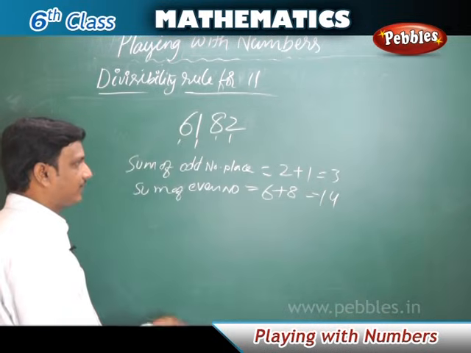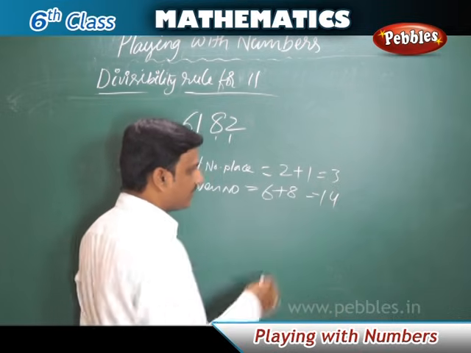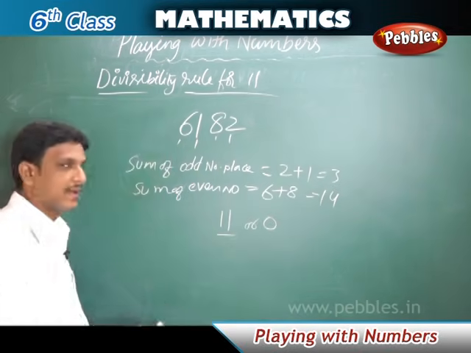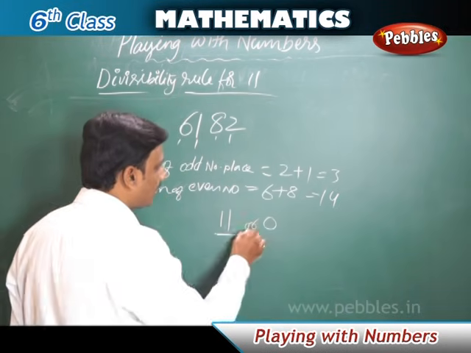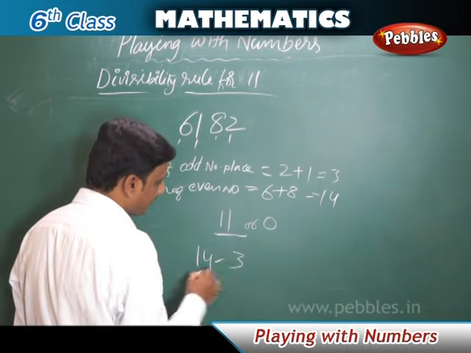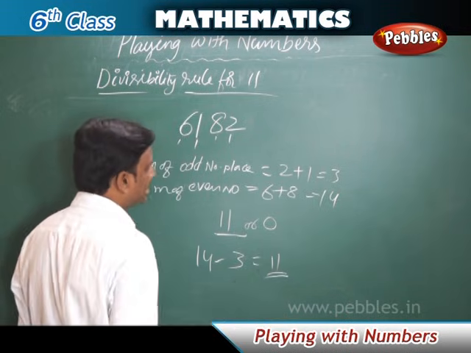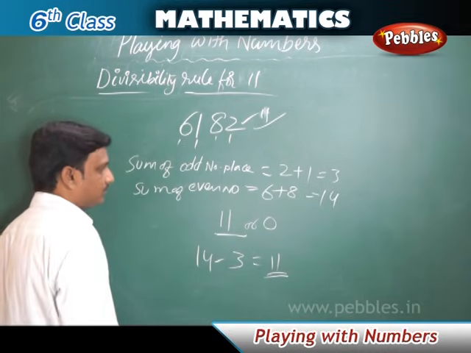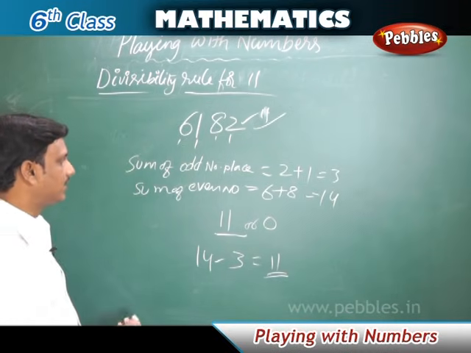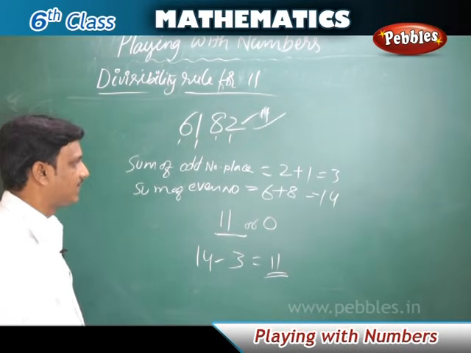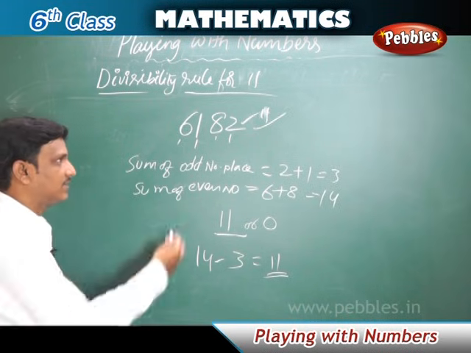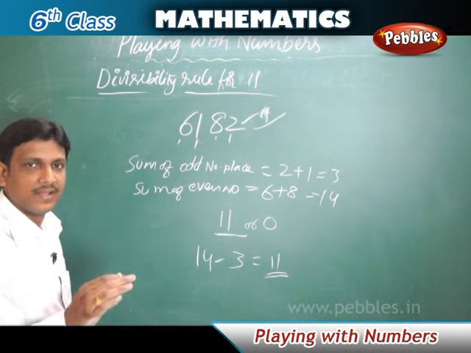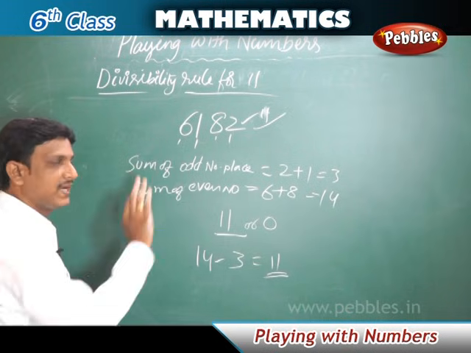If you find the difference between the odd and even place sums, you should get either 11 or 0. Then the number is divisible by 11. So here what do we get? 14 minus 3, so we are getting 11. So this number is divisible by 11. So what is the divisibility rule here? The difference between the sum of odd place numbers and even place numbers of the given number should be either 0 or 11. Then the number will be divisible by 11.